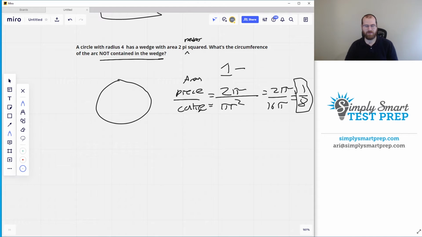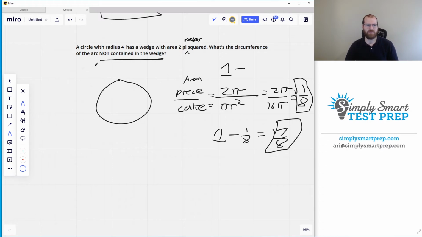And if I want to figure out the circumference of the arc that's in the wedge, then I would use 1 over 8, but that's not what I want to figure out. The arc not contained in the wedge. So I'm going to do 1 minus 1 over 8. That equals 7 over 8. So 7 over 8 is my magic proportion. Now we can move to the second part.